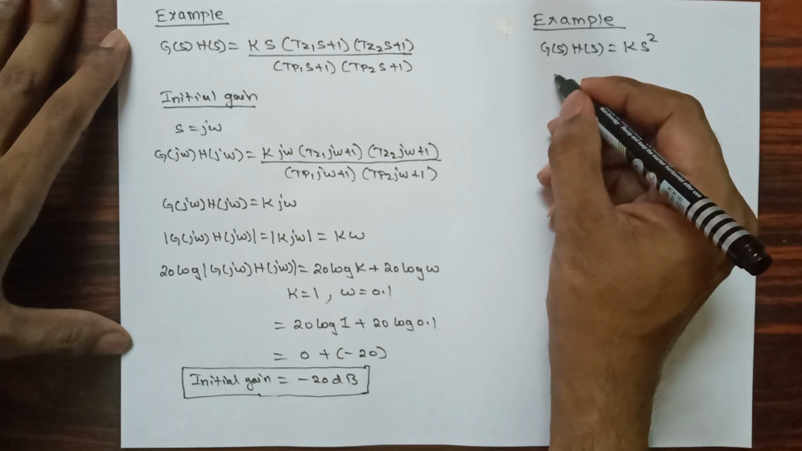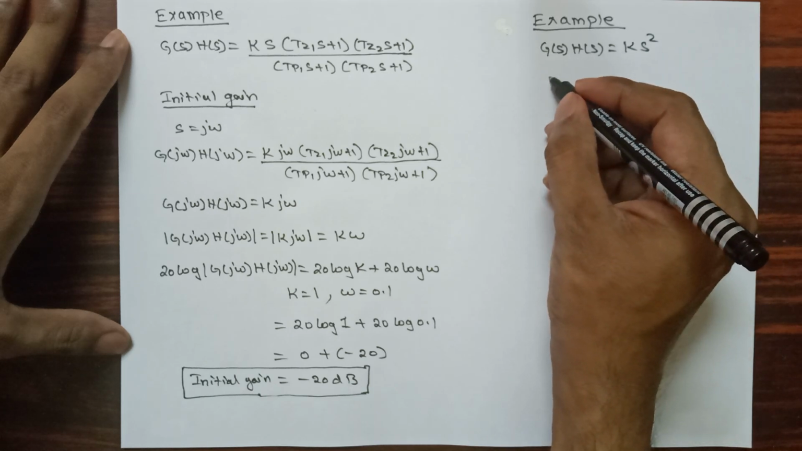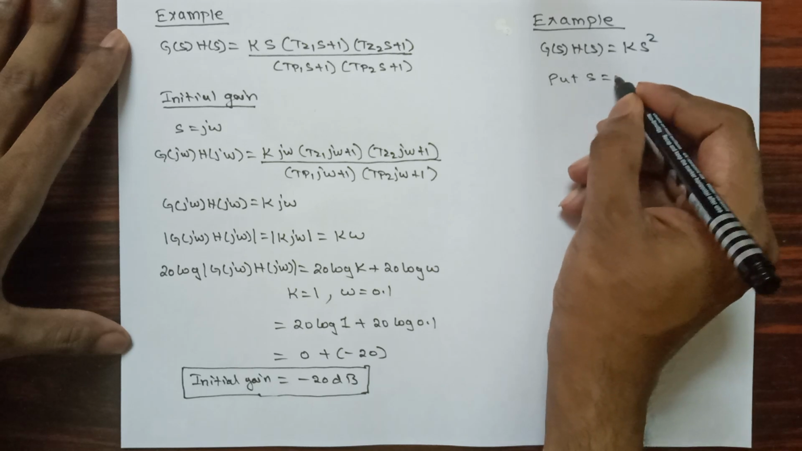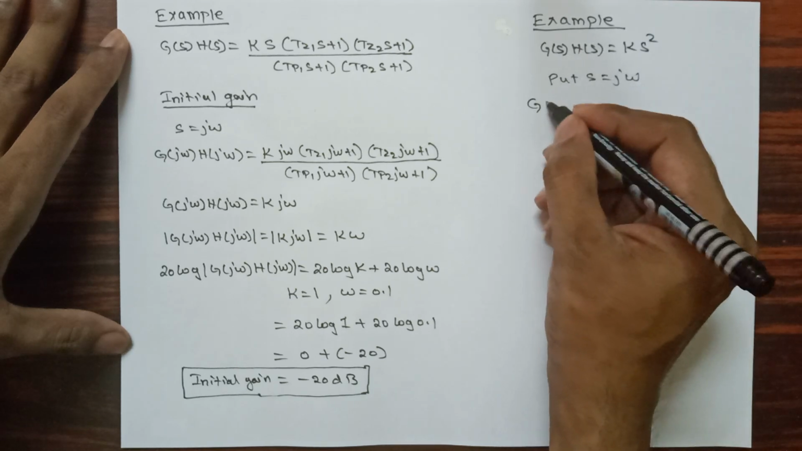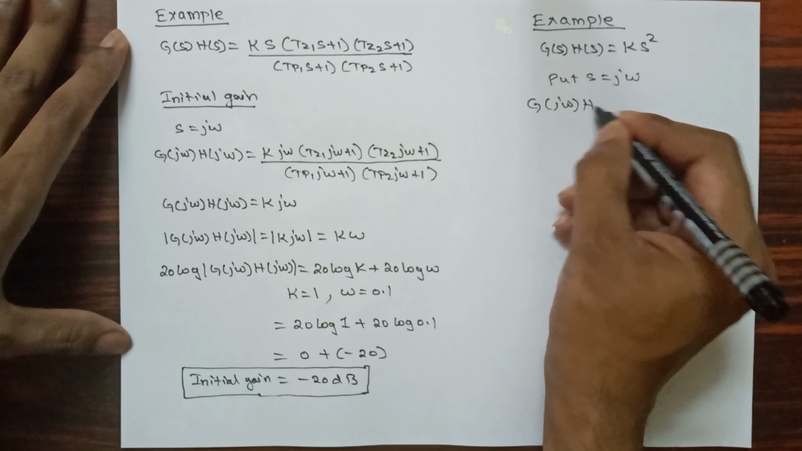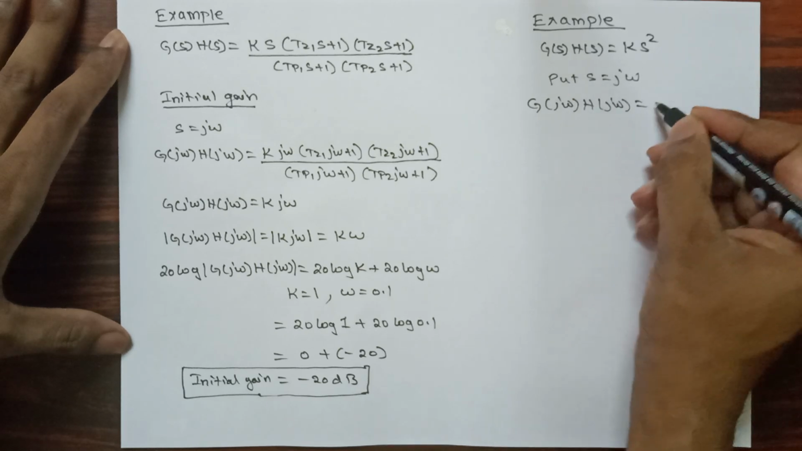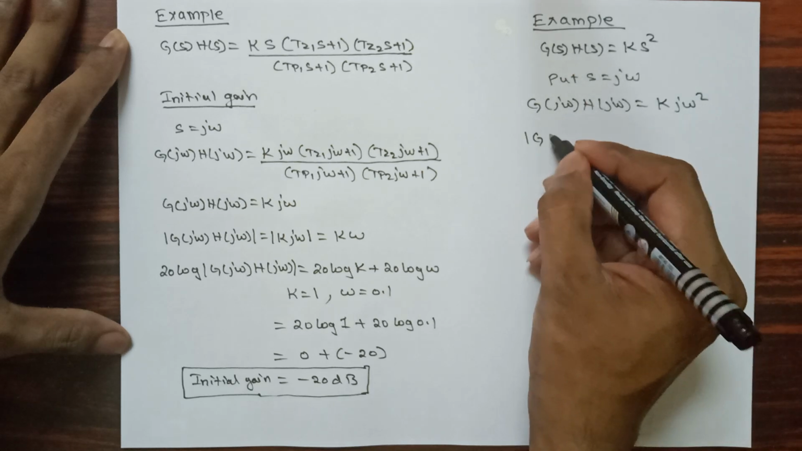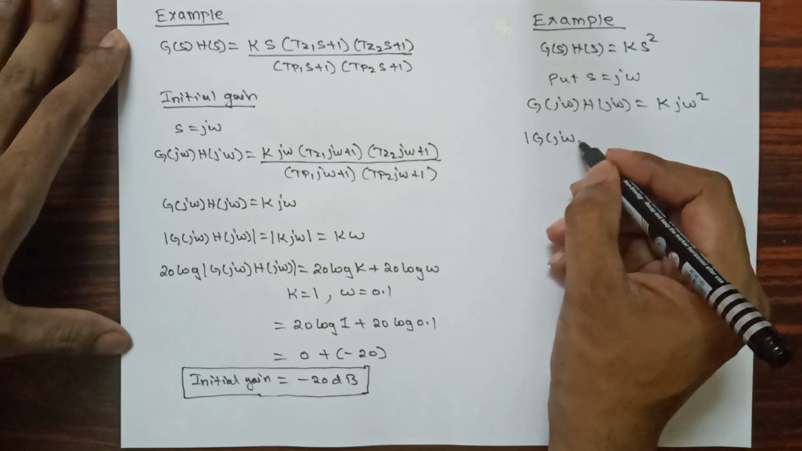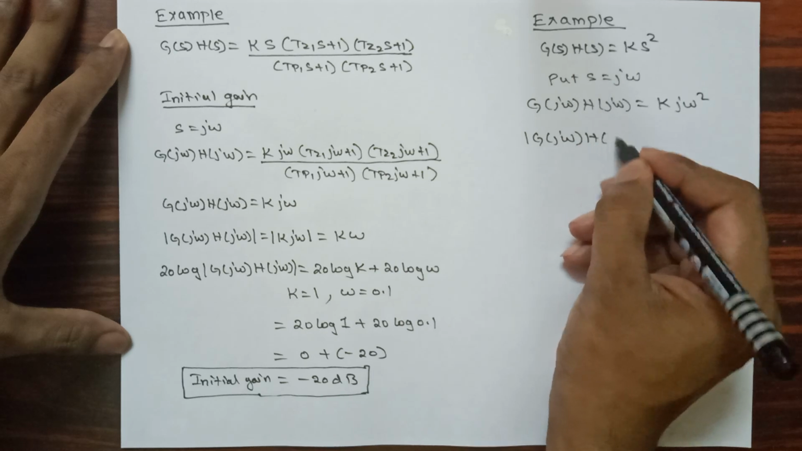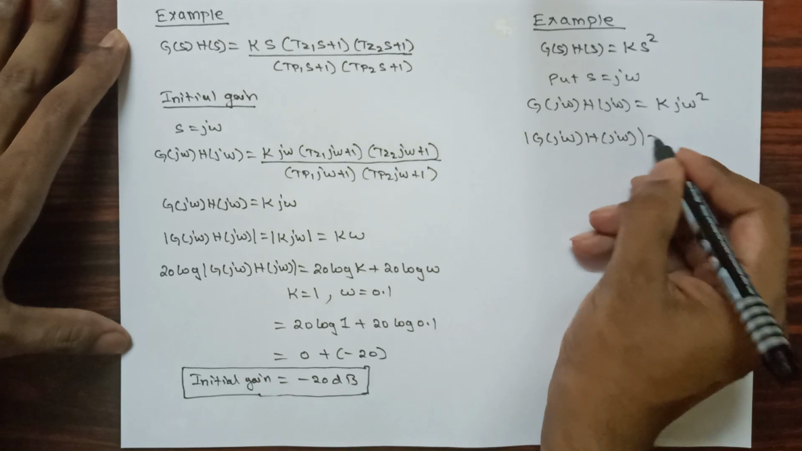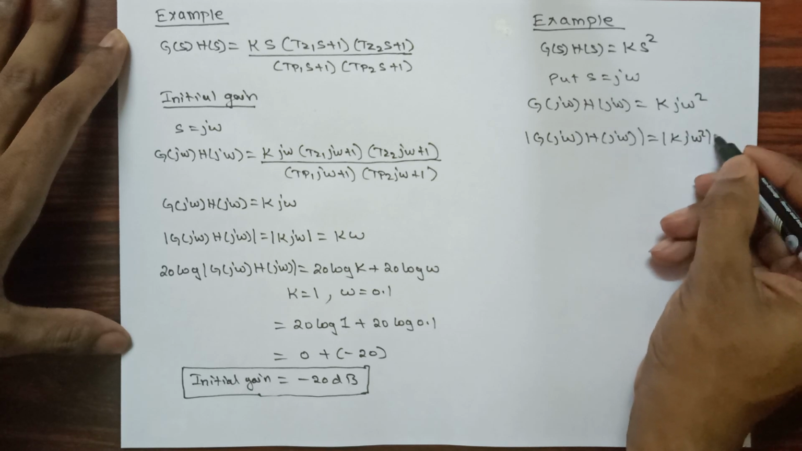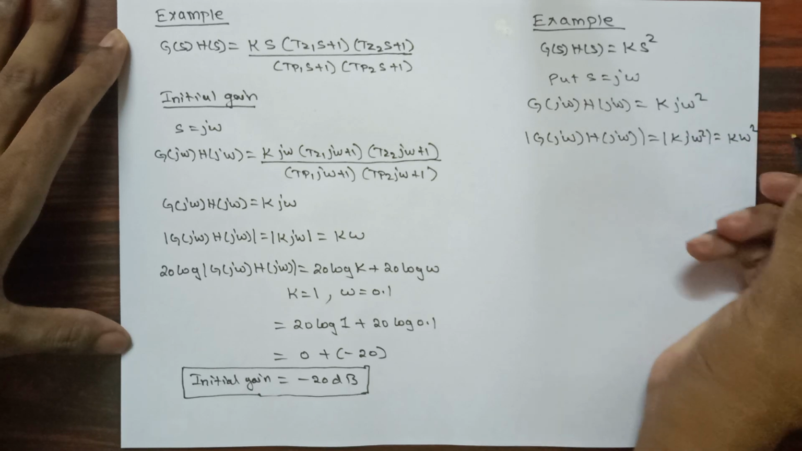As it is, first we are going to check the standard condition and then we are going to substitute s is equal to j omega. In this case g of j omega into h of j omega is equivalent to k into j omega square, and by taking magnitude of this, we get magnitude of k j omega square is equivalent to k into omega square.